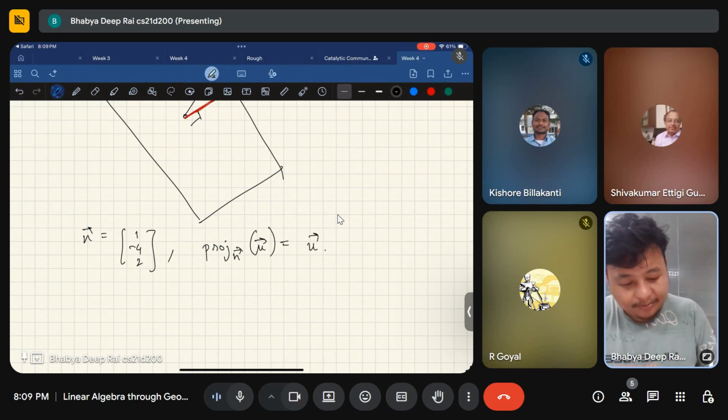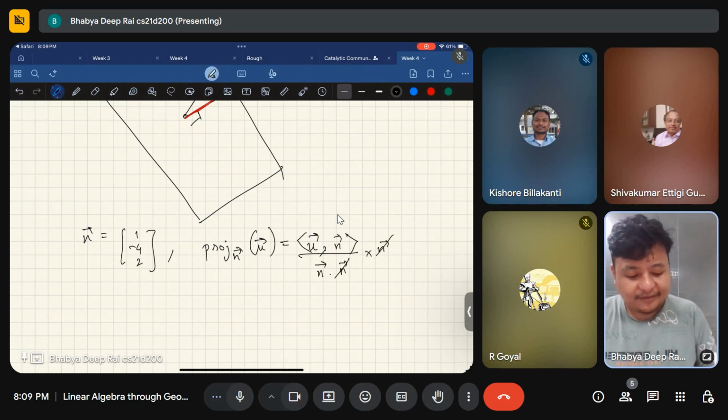Okay, the dot product of u with n, divided by n times n, times n. So you can cancel this off, and this will give you the projection.